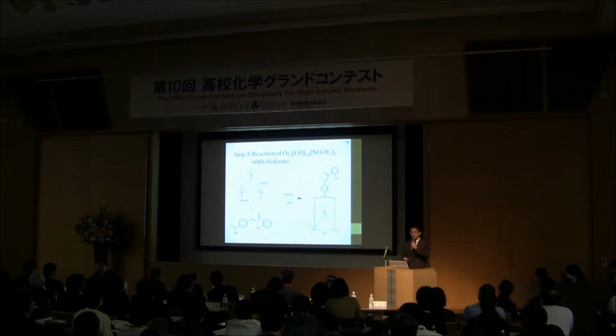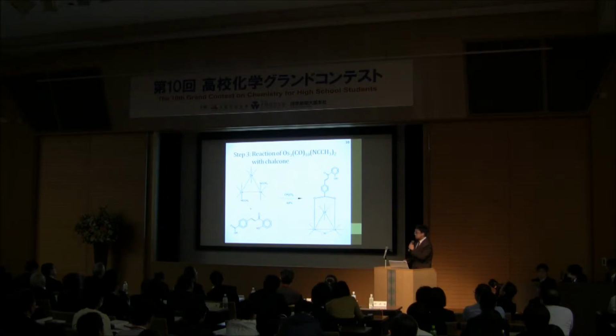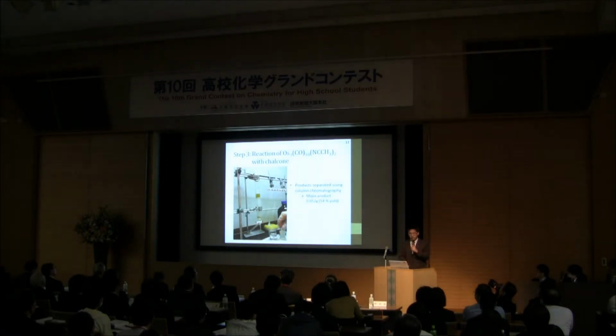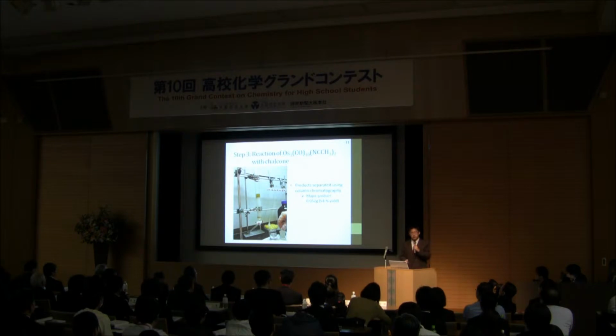So for our final synthesis step, we shall be reacting the chalcone that we obtained earlier with the osmium carbonyl cluster. The solvent we used was dichloromethane, and it was performed at 40 degrees Celsius. And this is our expected final product. After we performed this reaction, we separated the products using column chromatography, as shown in this image, and we obtained a major product of 0.052 grams or 54% yield.